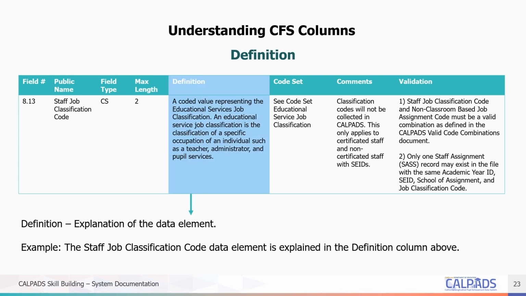The definition provides a brief explanation of the field element. This is one of the columns you will look at most to understand what a given field represents. In the example above, if you would like to gain clarity on the Staff Job Classification Code included in the staff assignment record, the CFS defines the Staff Job Classification Code as a coded value representing the Educational Services Job Classification.